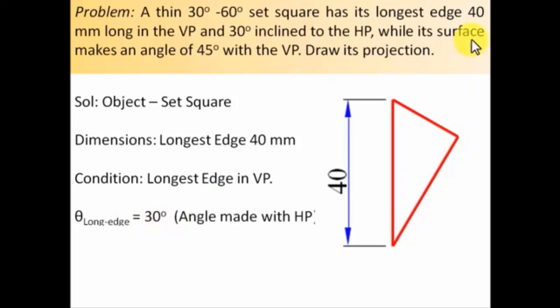Alright, what else? Surface makes an angle of 45 degrees with VP. So with VP, we've got to use phi. Phi surface is equal to 45 degrees. So let's just write this down. Okay guys, now that we have extracted data from this particular problem description, we'll go ahead and try to solve this problem. Or rather, I should say, we'll try to draw this projection.